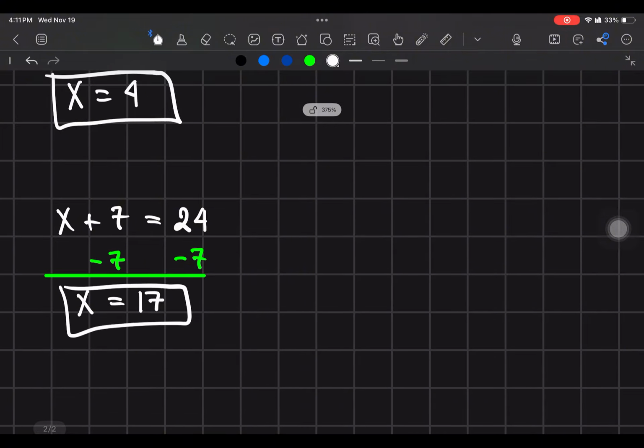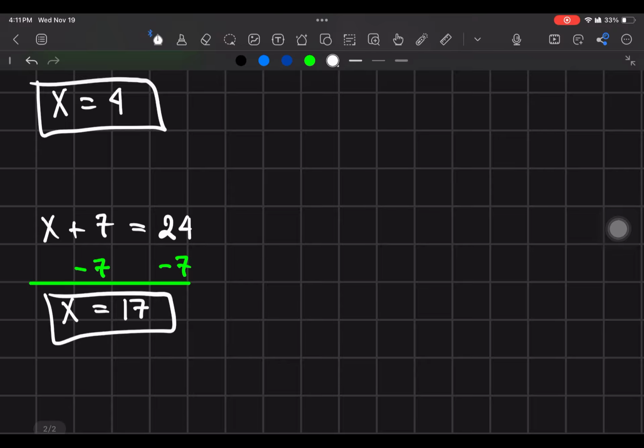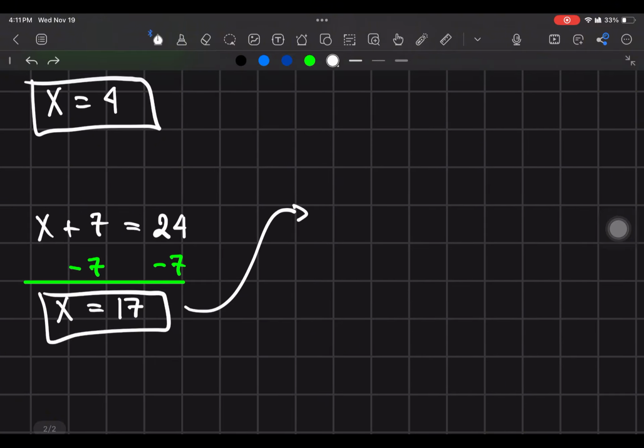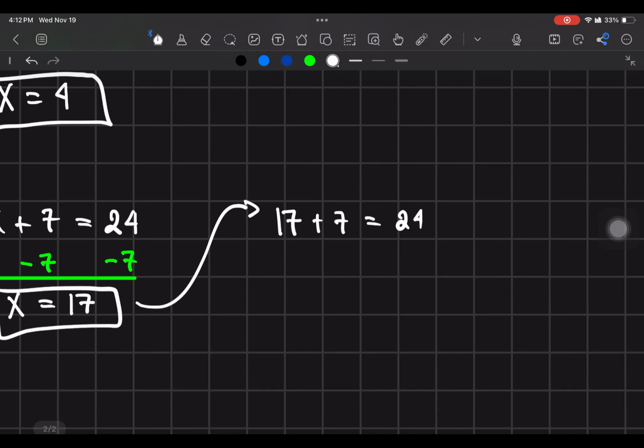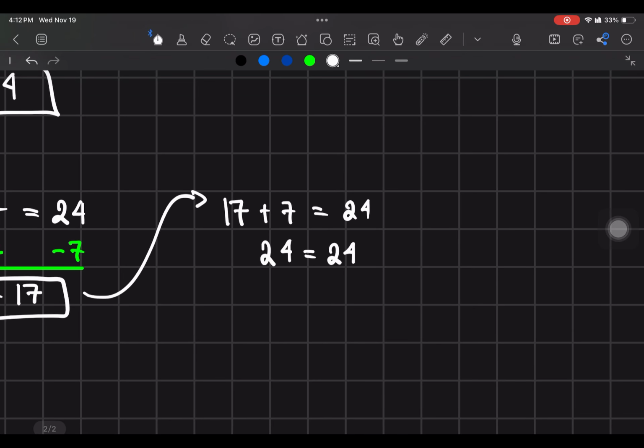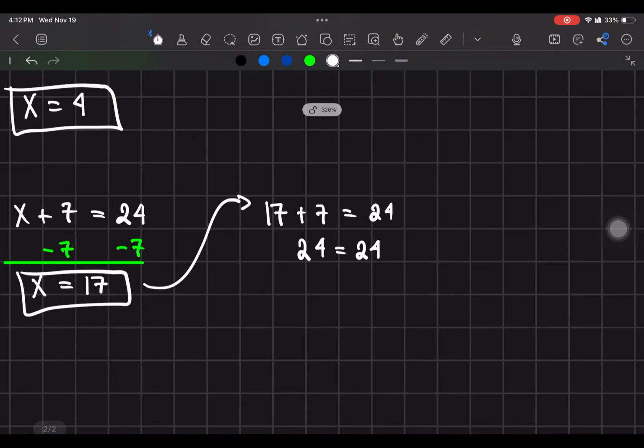If you want to check, we can substitute our x value back into our original equation. So given that x equals 17, we will have 17 plus 7 equals 24. 17 plus 7 is indeed 24. So we are left with 24 equals 24. Since the left side is equal to the right, our solving is correct.